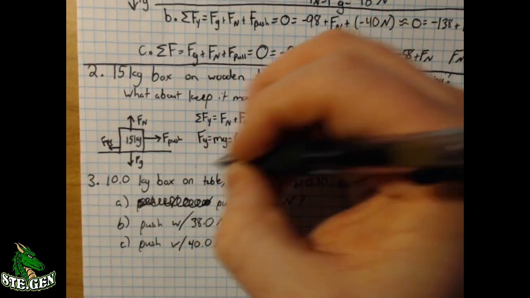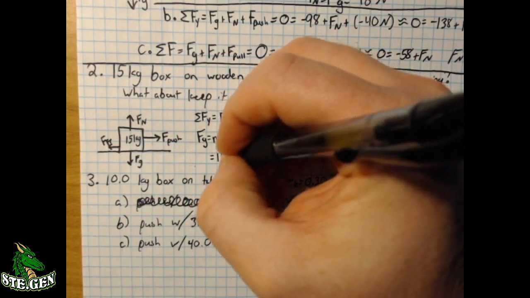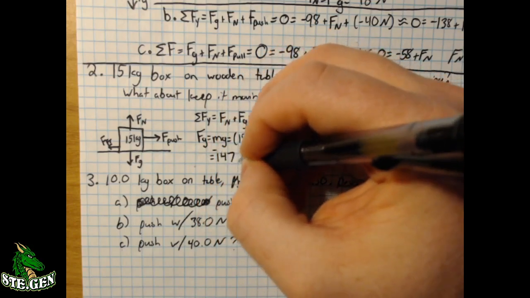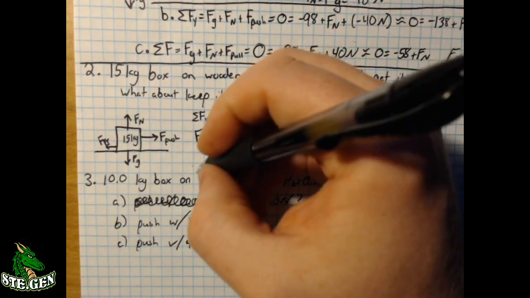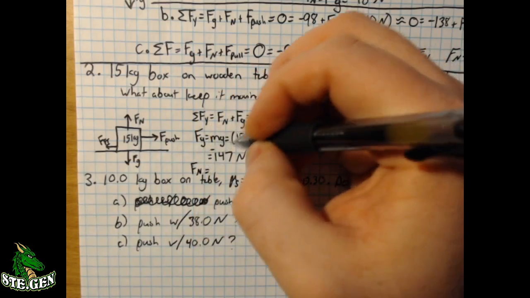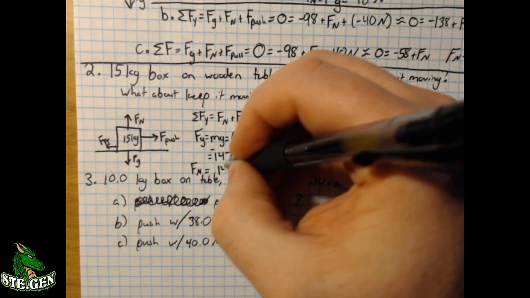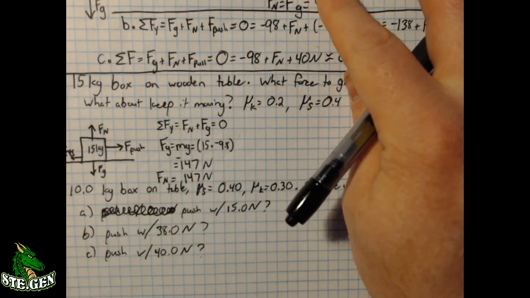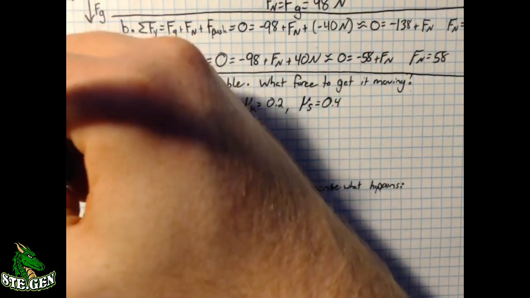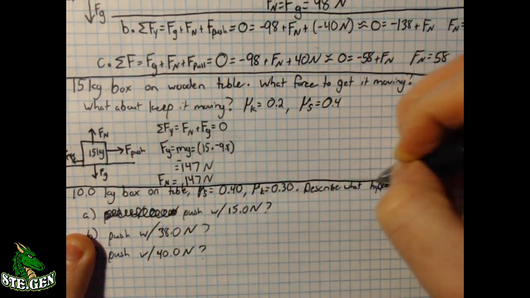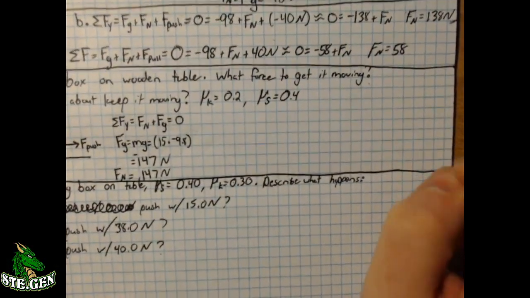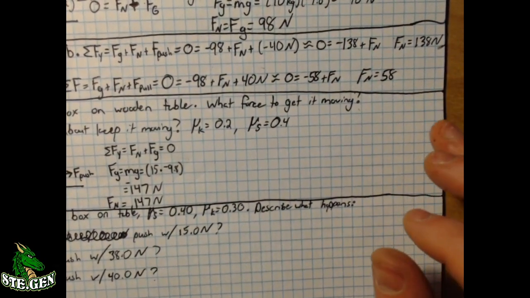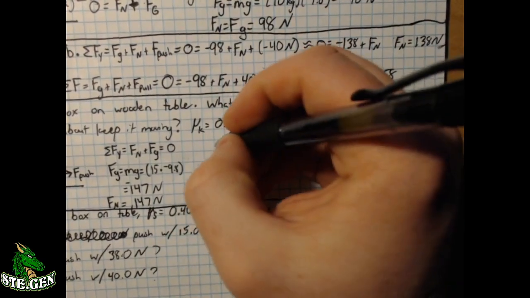So I got negative 147 newtons. That's directed downwards. That means the normal force, because these things must add together to be 0, must be 147 newtons directed upwards, so not negative. Let me draw a dividing line so these numbers don't get too muddled up. Okay.